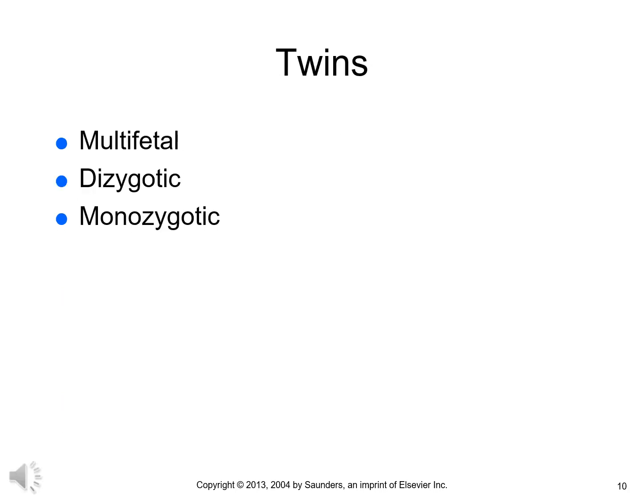Twins. Multifetal is where there are multiple fetuses. Dizygotic twins are fraternal twins. They have 2 ova that are released at ovulation, and they're fertilized by separate sperm. Monozygotic is where a single fertilized ovum splits, so these will be exactly alike, identical twins, whereas dizygotic are the fraternal twins.